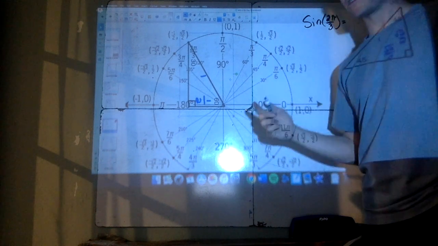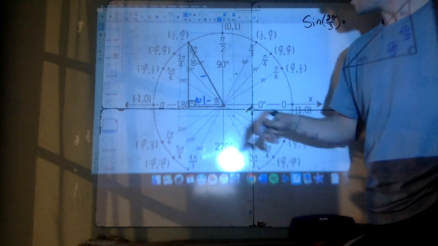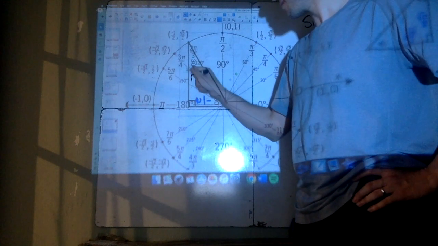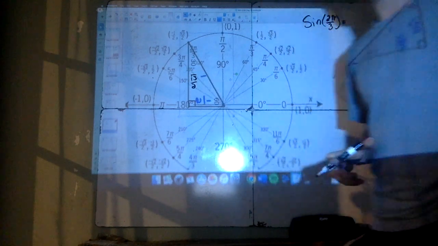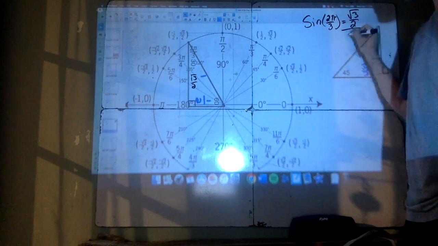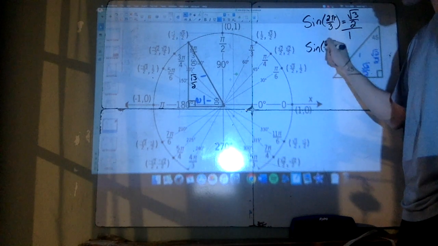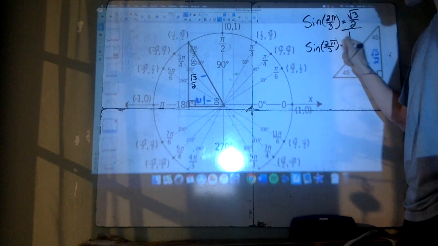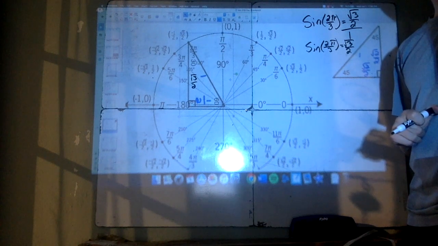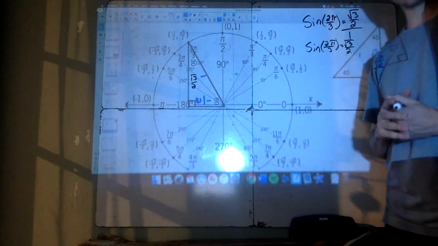We're going to use opposite over hypotenuse. Opposite our angle right here, our opposite side is the square root of 3 over 2, and our hypotenuse here is 1. So the sine of 2 pi over 3 equals the square root of 3 divided by 2. That's how we're using this unit circle in conjunction with sine.